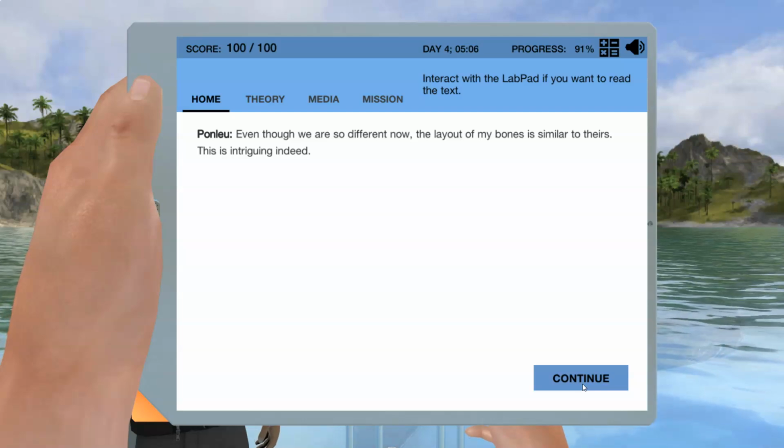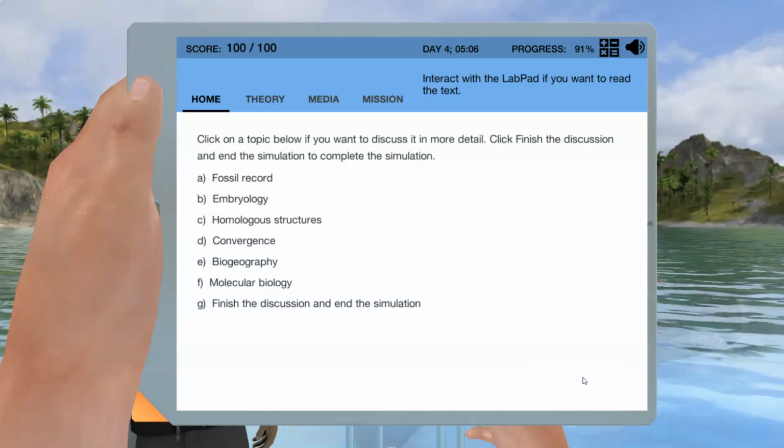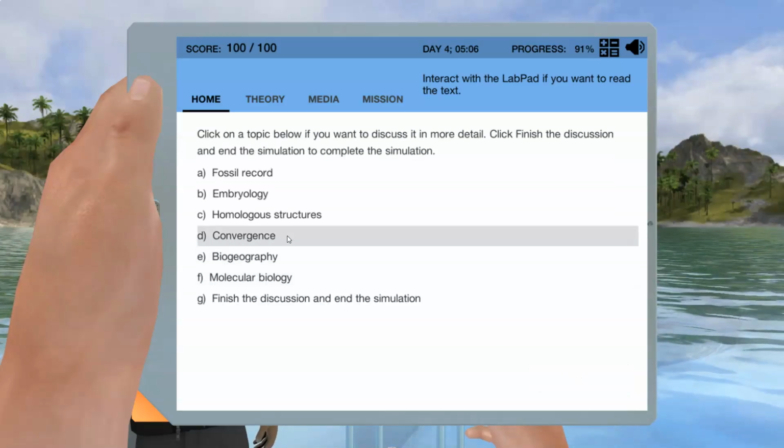Even though we are so different now, the layout of my bones is similar to theirs. This is intriguing indeed. Click on a topic below if you want to discuss it in more detail.